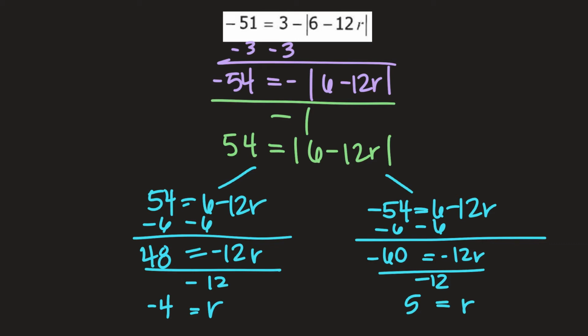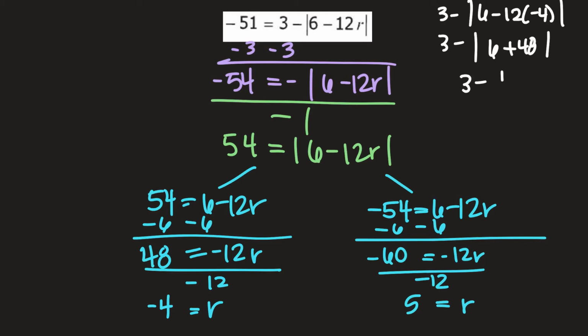Okay, we check exactly the same way. So if I want to check negative 4, I need it to be equal to negative 51. So I have 3 minus the absolute value of 6 minus 12 times negative 4. So 3 minus 6 plus 48. 3 minus the absolute value of 54. So 3 minus 54, which is negative 51. So that checks.